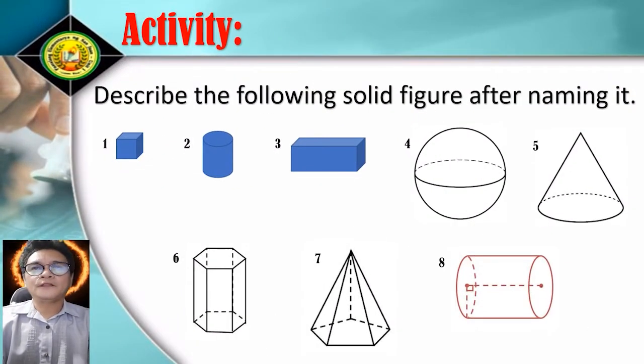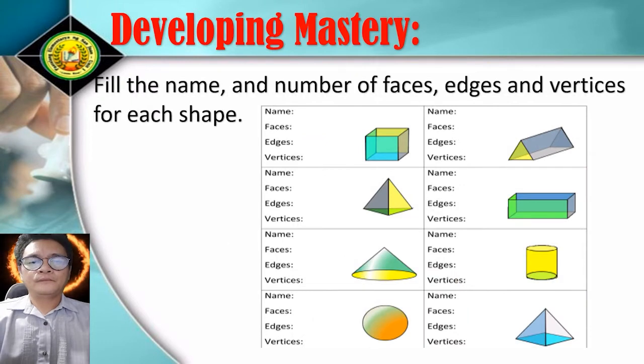Let's have another activity. Describe the following solid figure after naming it. So name first the figure, then describe it. Next, fill in the name and number of faces, edges, and vertices for each shape.